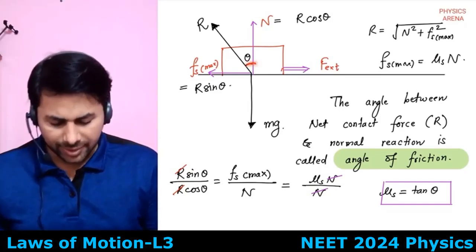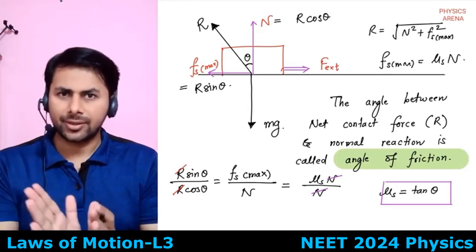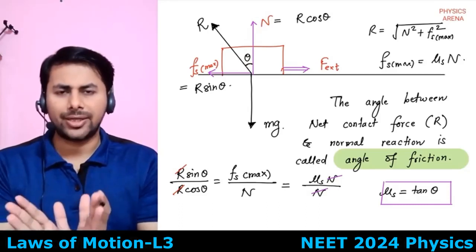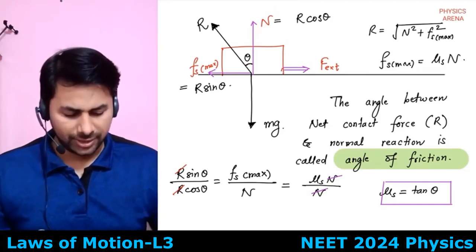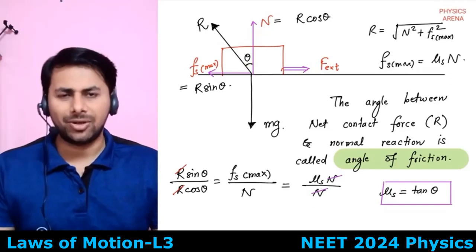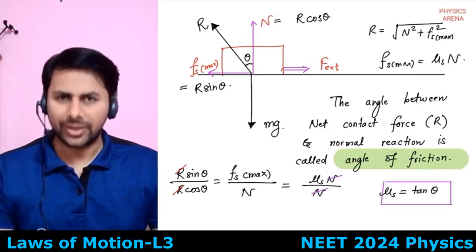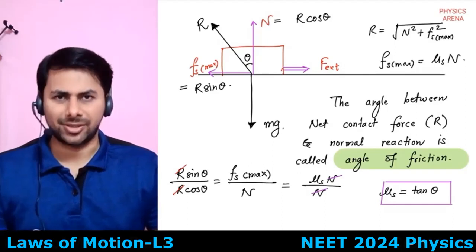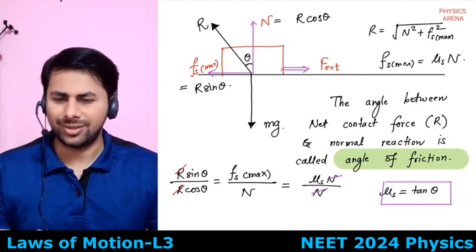So this angle θ, the angle between the net contact force and the normal reaction, is known as the angle of friction. Okay, this angle is known as the angle of friction. So what is the angle of friction? It is the angle between the net contact force and the normal reaction. Is it clear?